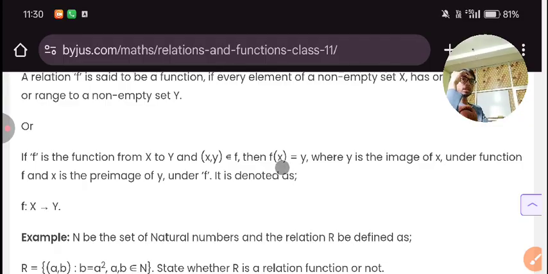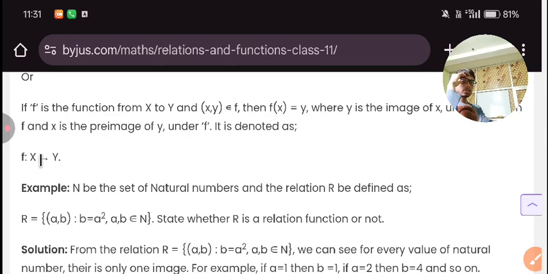f(x) would be y. Here if we put x as 2, then y is the image of x, this is the image, we can say this is the range of this domain, under function f, and x is the pre-image of y. Under f it is denoted as x arrow y.